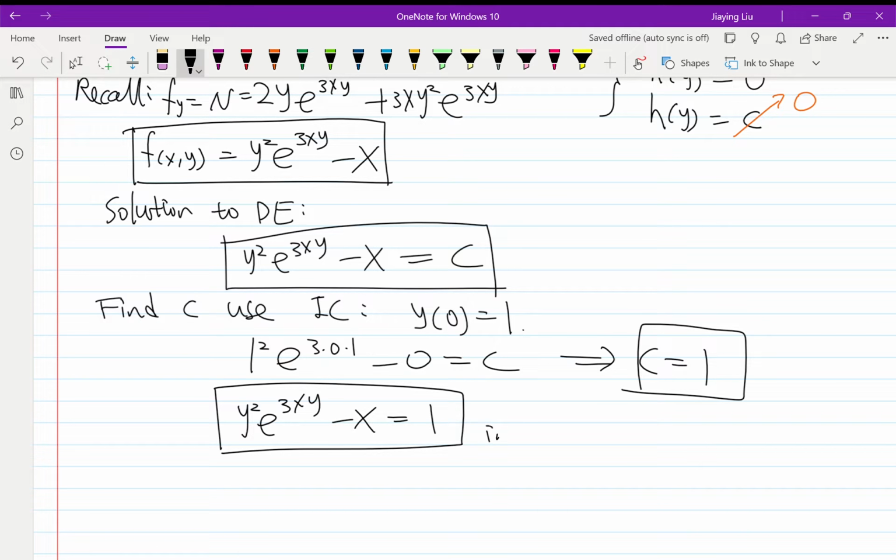This is the implicit form because we have a y in the exponent and also y here. We just can't really write that y equals something. It's not practical.